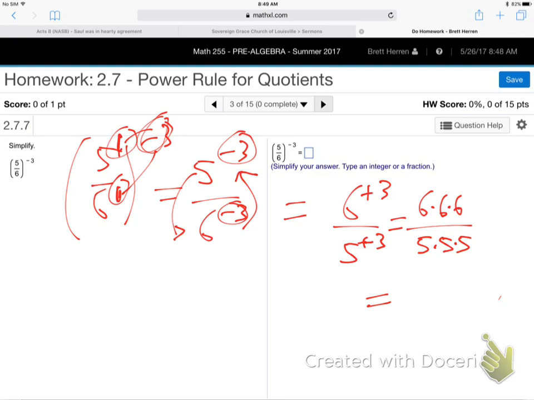Yeah, so just use the calculator. What's that? 216 over 125. There it is. So the calculator will do all these for us? A lot of them, depending on your calculator. Test your natural display. Yeah, that will do them all.